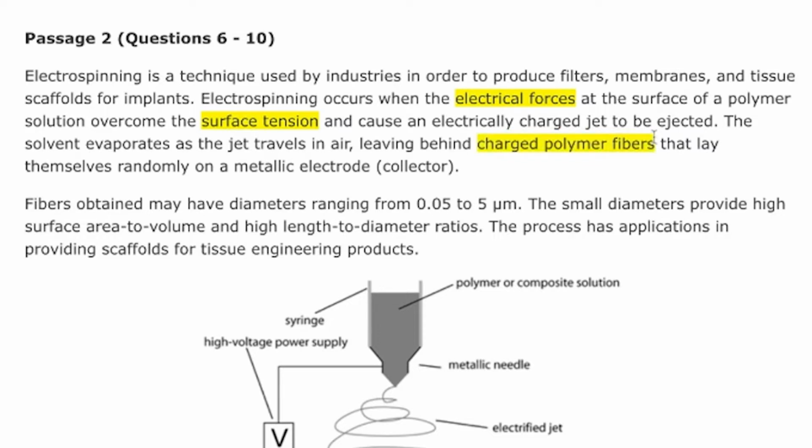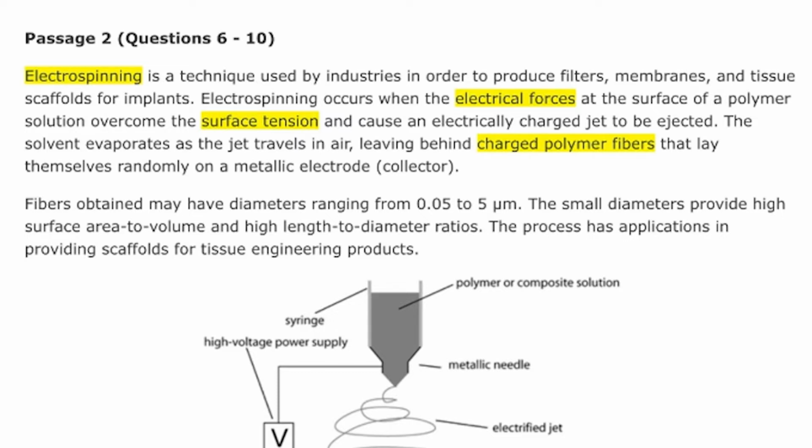Oh, and of course, I'd probably highlight electrospinning, the very first word, just because that's the name of this novel process. And that's it. I would leave it at that. We have this process called electrospinning. It uses electric forces and surface tension, and we end up with some charged polymer fibers.